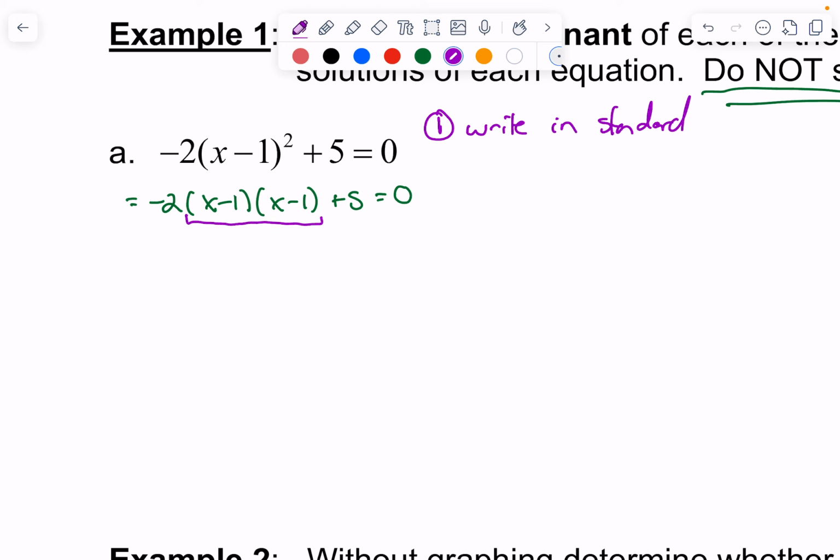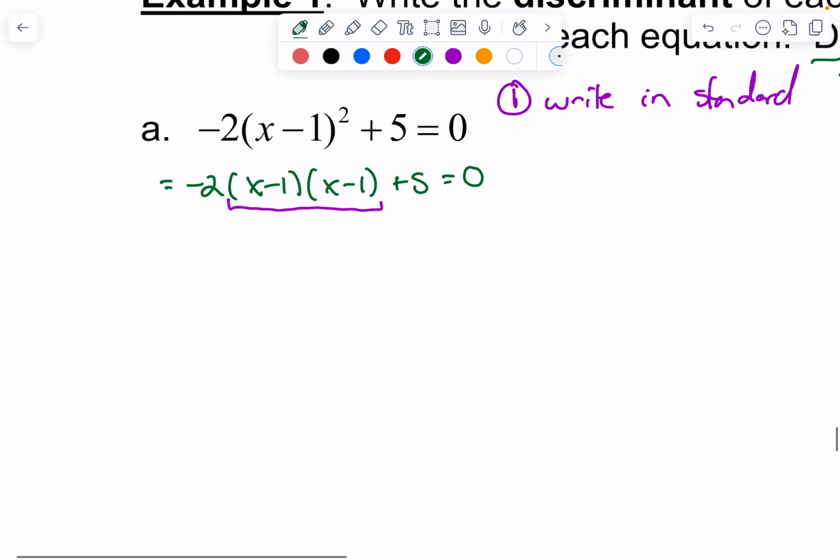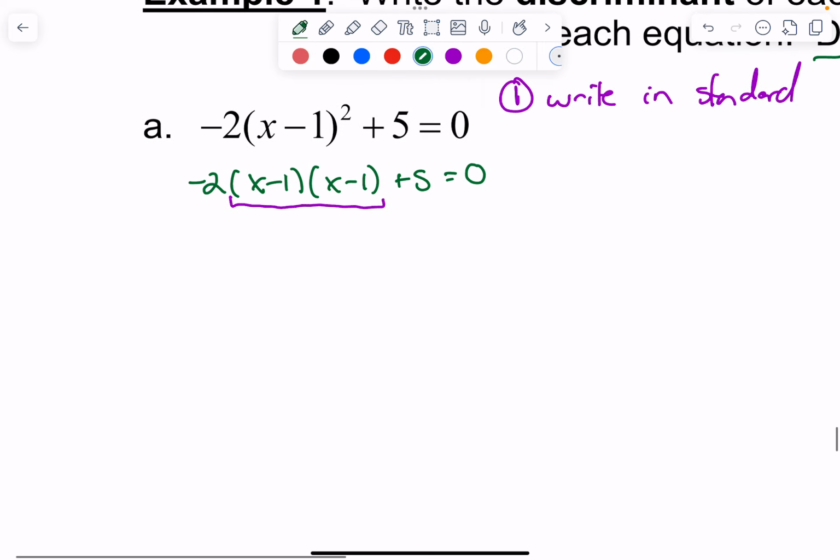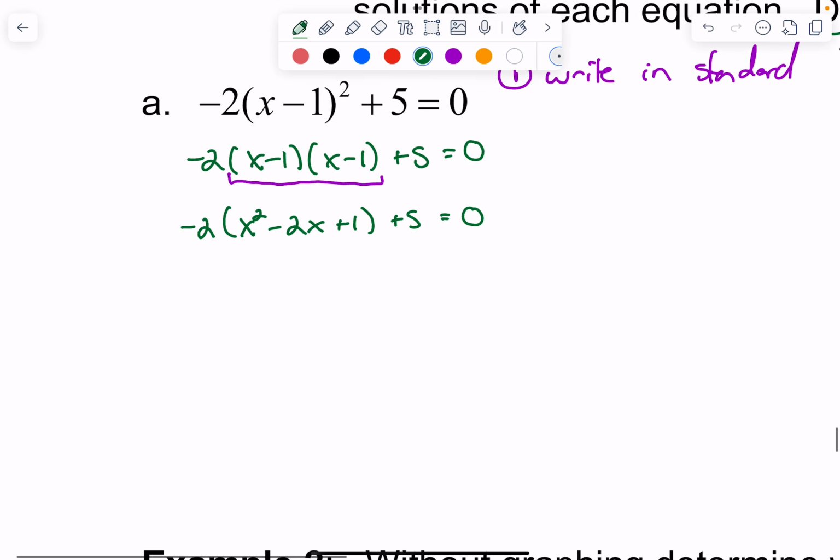And again, this is now old content, so I'm just going to write it. Oh, I shouldn't have two equal signs here. That's poor communication. So minus 2 (x squared minus 2x plus 1) plus 5, after you expand that bracket. And then you get minus 2x squared plus 4x minus 2 plus 5. And then minus 2x squared plus 4x plus 3.